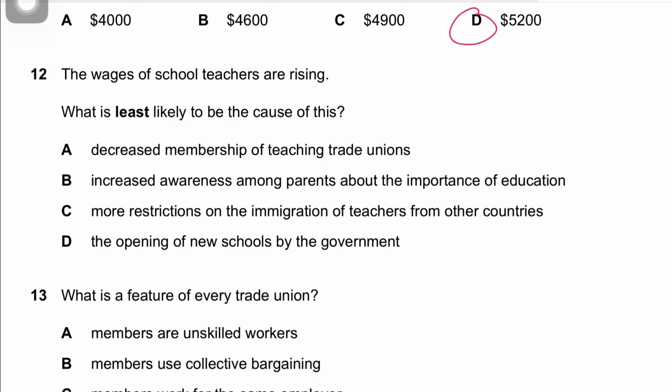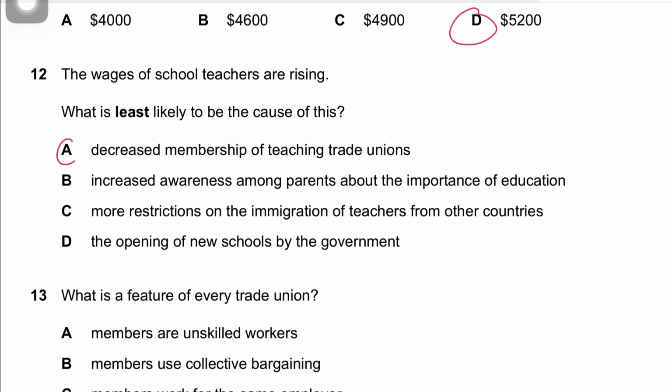The wages of school teachers are rising. What is least likely to be the cause of this? Least likely. So remember that they're saying least likely. This is a distractor. It's called a trap in MCQ or examination terminology. It's written to distract you and to basically trap you into marking the wrong answer. Now, what is least likely to be the cause of this?